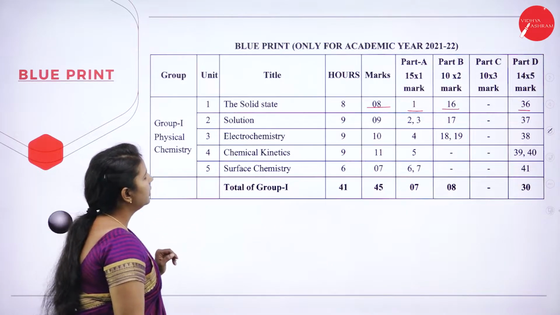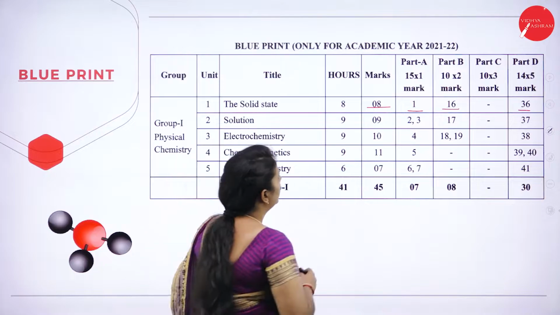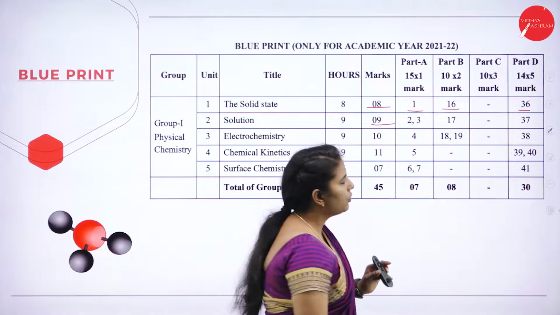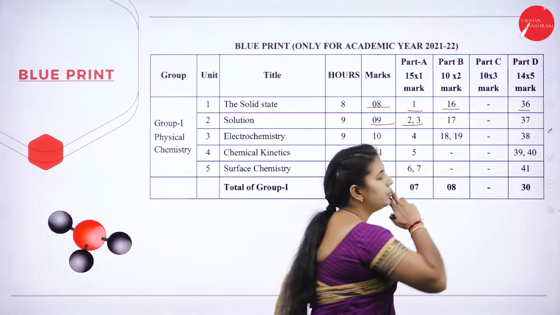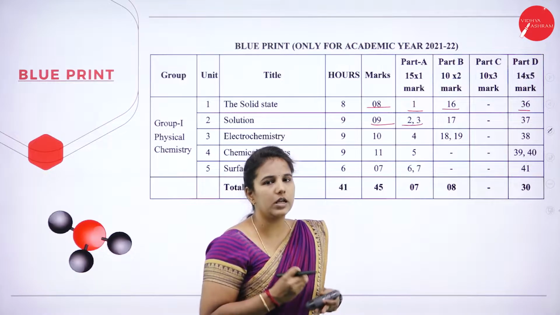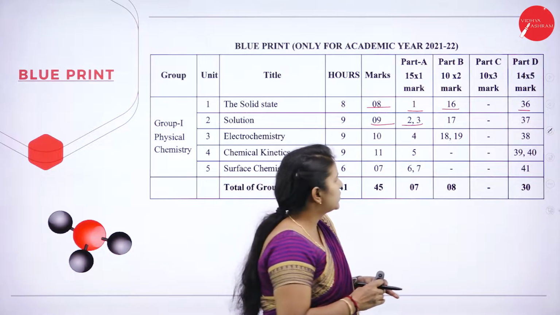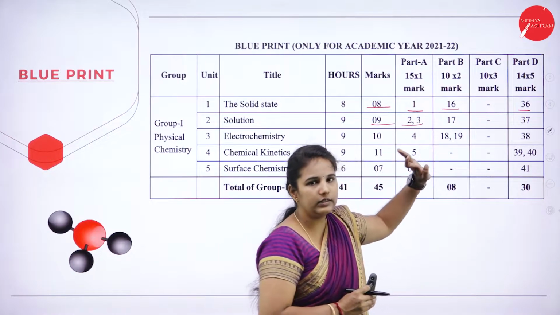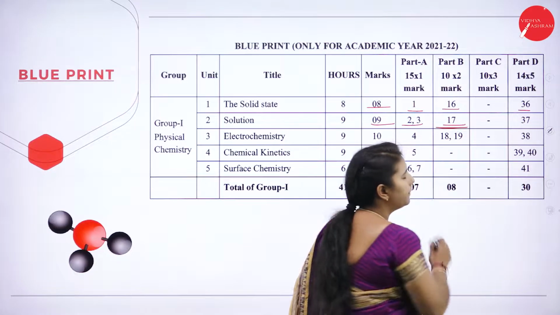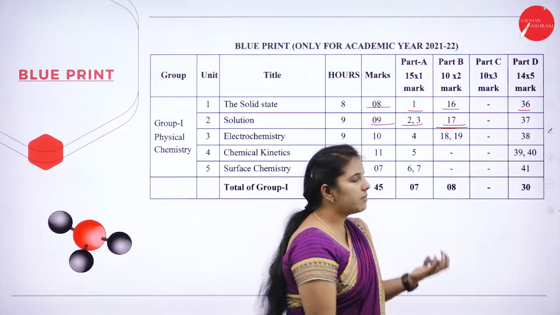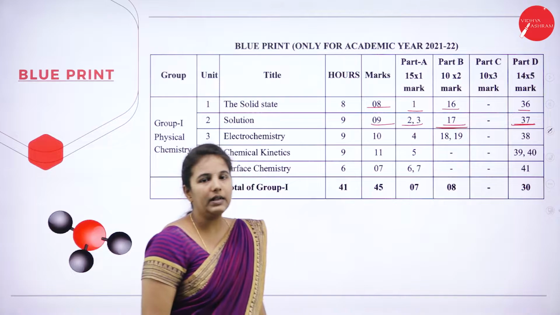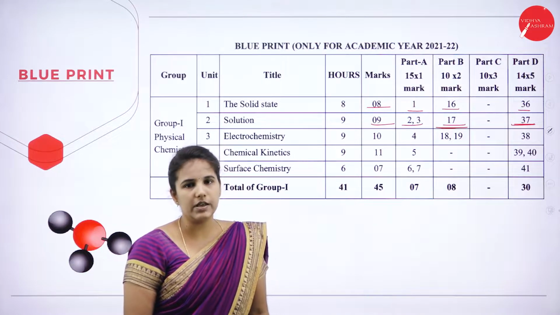Coming to the second unit, that is solution. This is a unit which carries 9 marks. From this unit, we can expect two 1-mark questions, question numbers 2 and 3. In addition to this, we have a question in part B, that is question number 17, and one more question in part D, that is the 37th question.